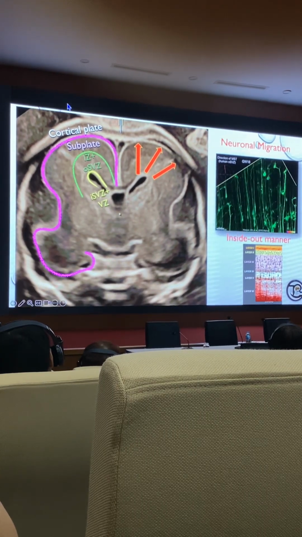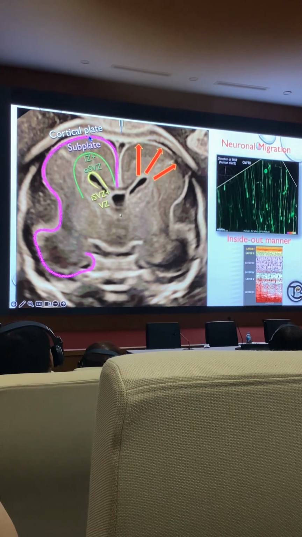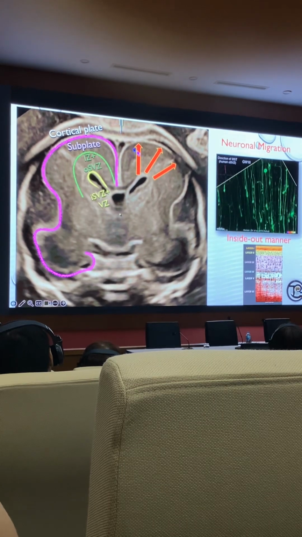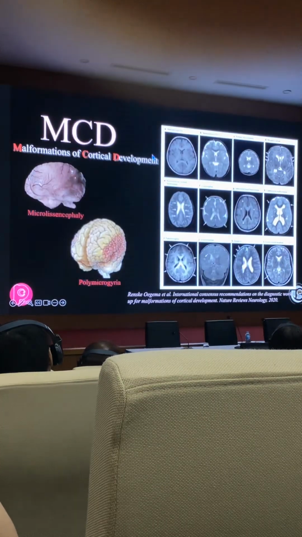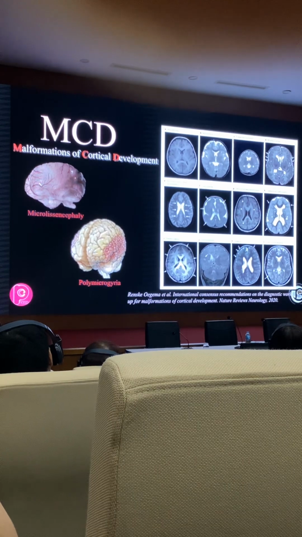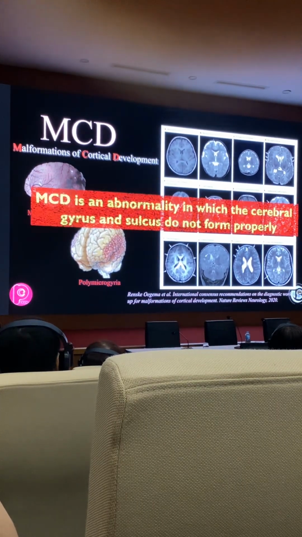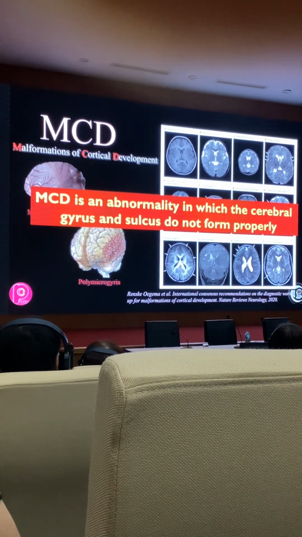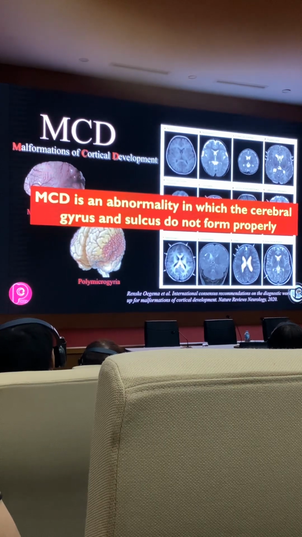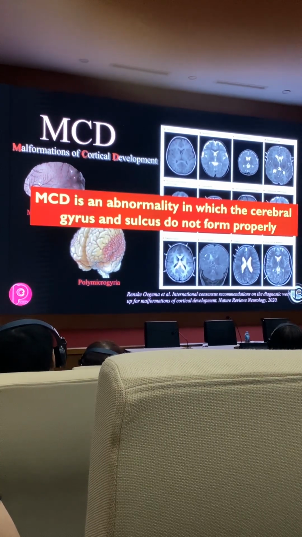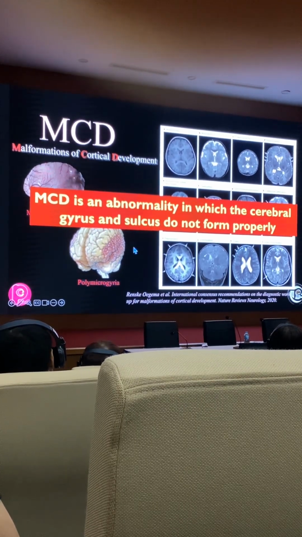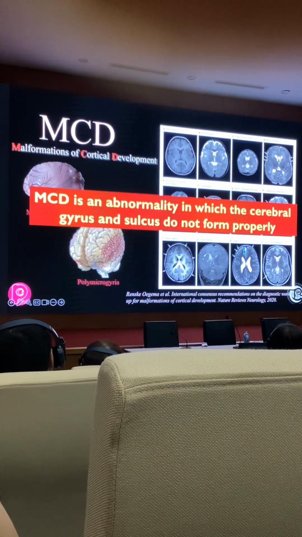And so here you can see the subplate. I told you about the Down's baby. The subplate is thin, and that is a displaced. This is a subplate. Now the MCD, malformations of the cortical development. Here the MCD is an abnormality in which the cerebral gyrus and sulcus do not form properly. So sometimes the MCD includes less gyration, sometimes too much gyration, okay? And sometimes a very abnormal gyration.